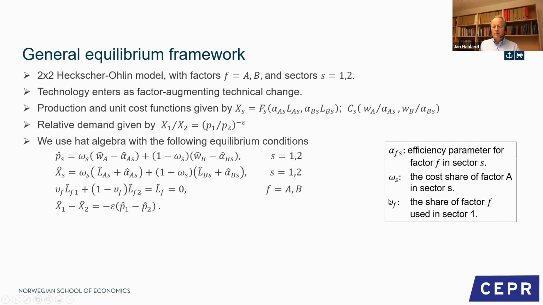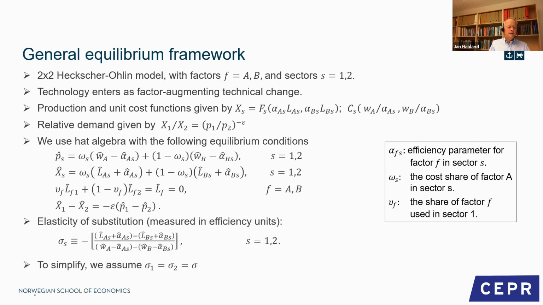These shares pop up sometimes. So omega is the cost share of factor F in sector S, and nu is the share of factor F used in sector 1. These will be important. The elasticity of substitution is defined in a standard way, just making sure that we use this in efficiency terms. So the alphas pop up here as well. And to simplify the analysis, we're going to assume that the elasticity of substitution is the same in the two industries.